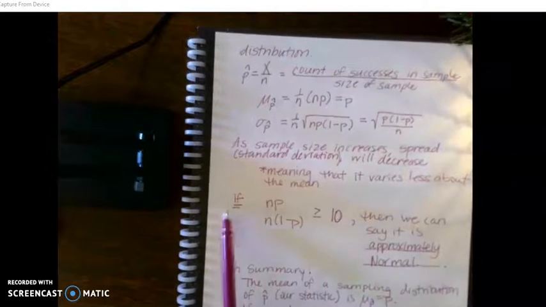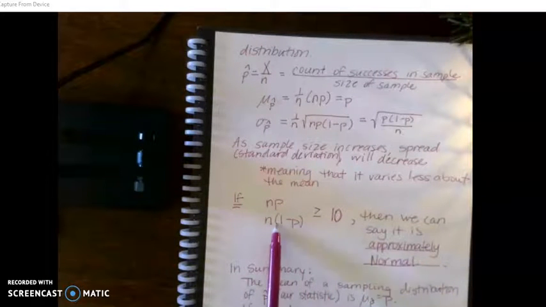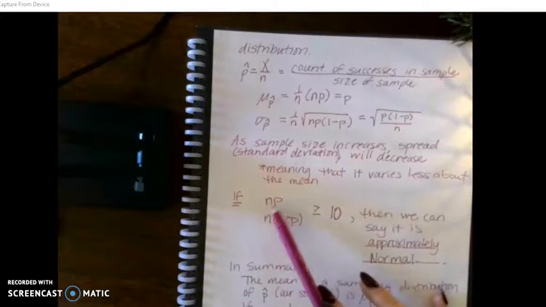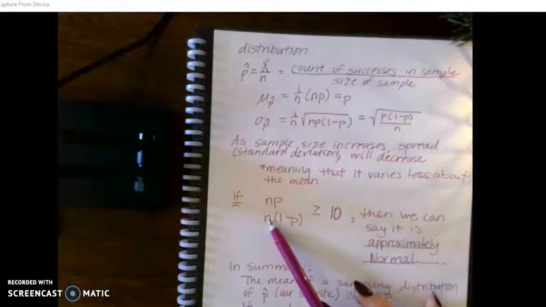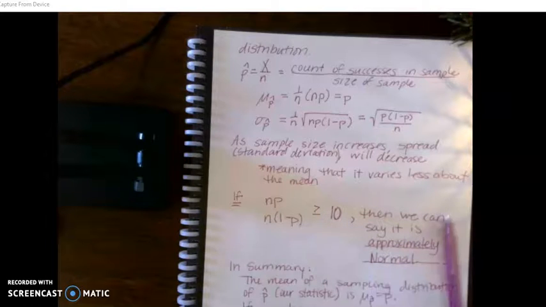Now, remember, if n times p is greater than or equal to 10, and n times 1 minus p is greater than or equal to 10, we talked about this rule, or this condition back in chapter 6. When you take this sample size and multiply it times the proportion, and then you take the sample size and multiply it by not the proportion, if those two things are greater than or equal to 10, we can say that it's approximately normal and just use our normal CDF to summarize things.